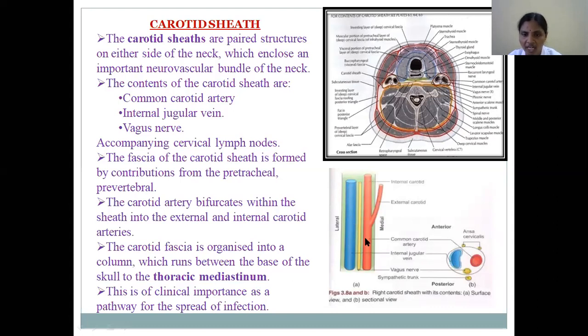The common carotid artery and internal carotid artery are contents of the carotid sheath, but not the external carotid artery, because the common carotid divides into external and internal. The external carotid artery pierces the carotid sheath and comes out to supply the head and neck. So the contents are the common carotid and internal carotid, not the external carotid artery. The carotid fascia is organized as a column running between the base of the skull and the thoracic mediastinum. This is of clinical importance as a pathway for the spread of infection.